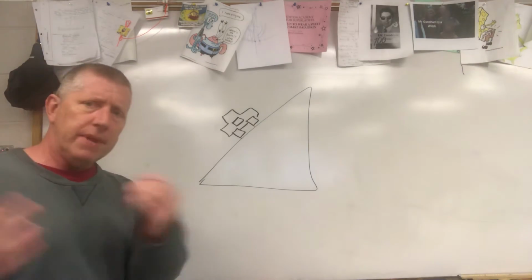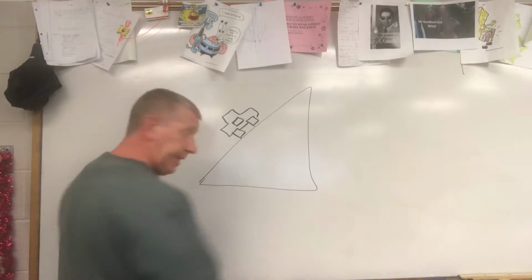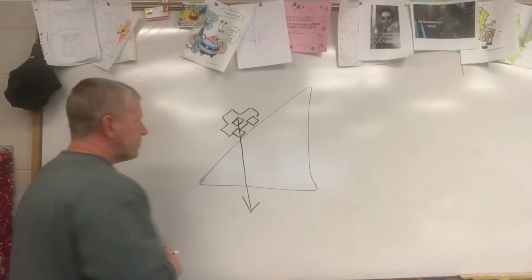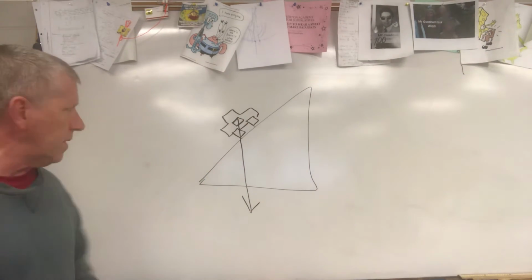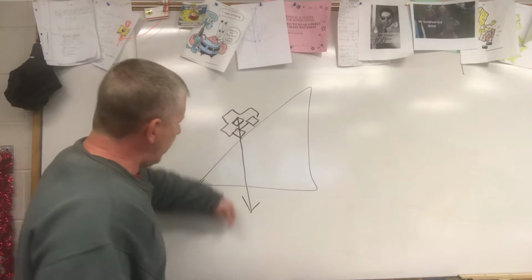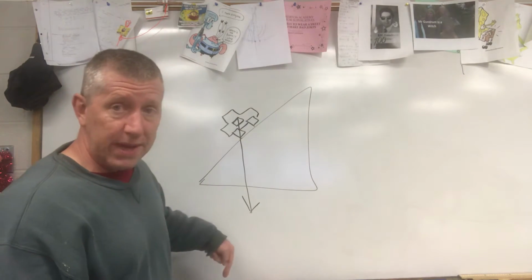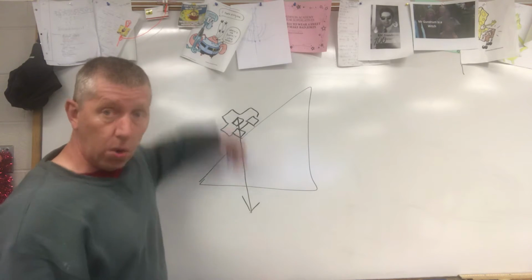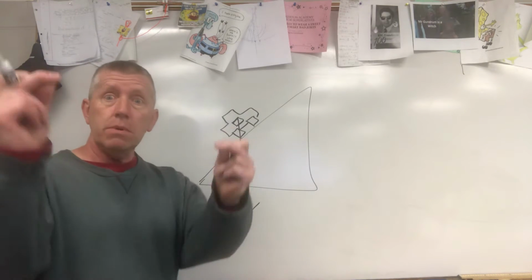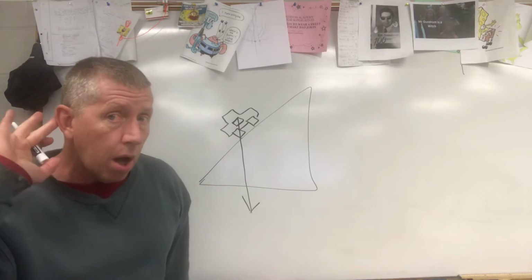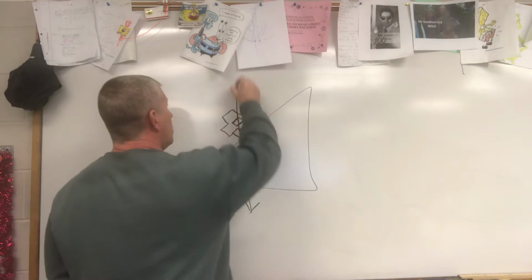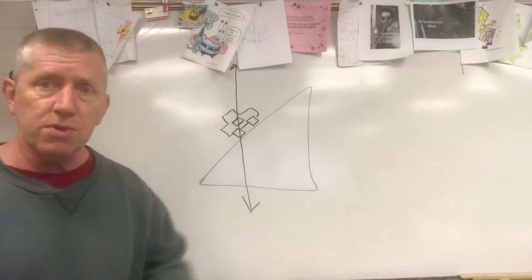If we do some triangle stuff, but actually before we do, I just want to show you that there would be a weight vector going down. Weight goes straight down, and for every action, an equal and opposite reaction. So the car is pushing on the road, and the road would, Newton's third law, push back on the car with equal amounts of force.